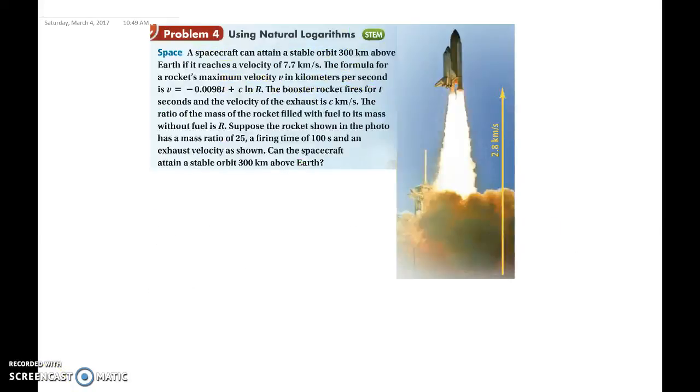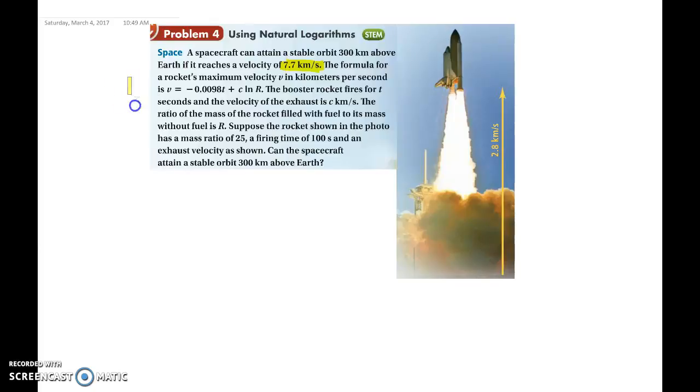All right, so let's just go ahead and go through an example. A spacecraft can attain a stable orbit 300 kilometers above Earth if it reaches a velocity of 7.7 kilometers per second. All right, so that is key. So in order for a rocket to attain a stable orbit, it has to have 7.7 kilometers per second as its velocity.